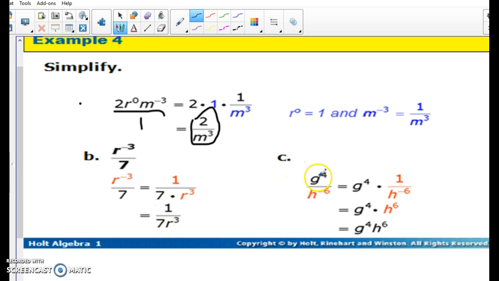This one looks like the one we just did. G to the 4th power divided by h to the negative 6. G to the 4th power is fine staying on the numerator, but that h to the negative 6 needs to switch sides, so it's going to come up to the top. So g to the 4th power times h to the 6. And remember, we can put this over 1. Doesn't matter because anything divided by 1 is going to stay the same.